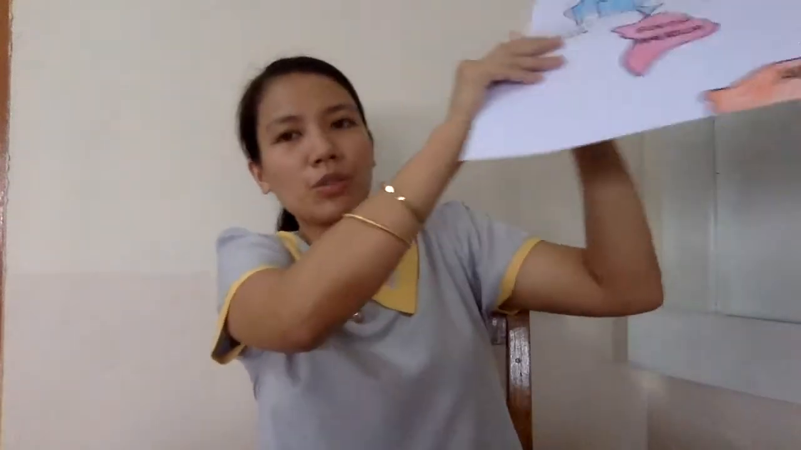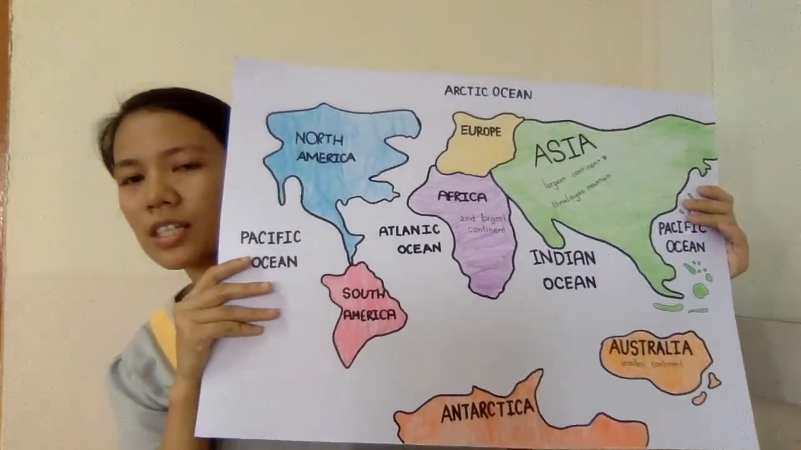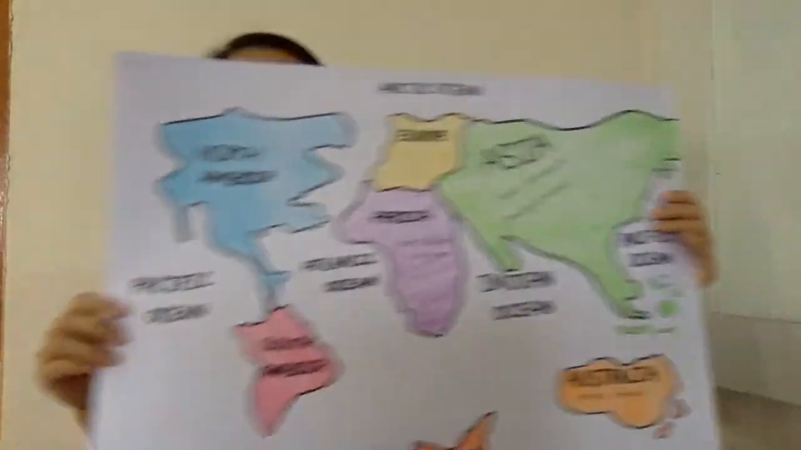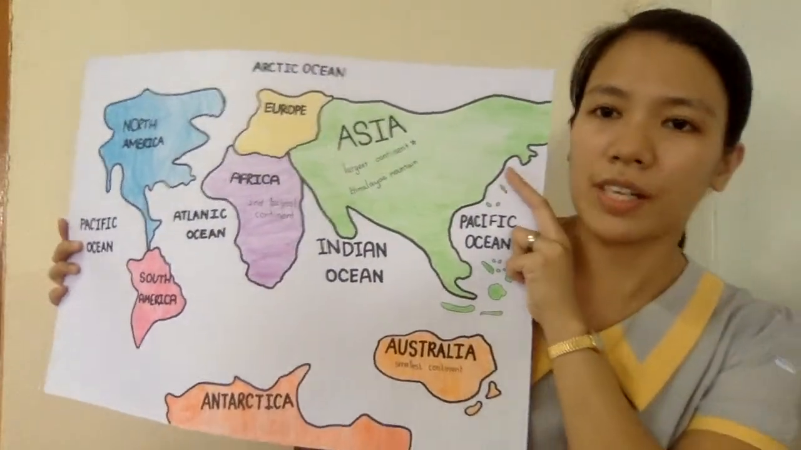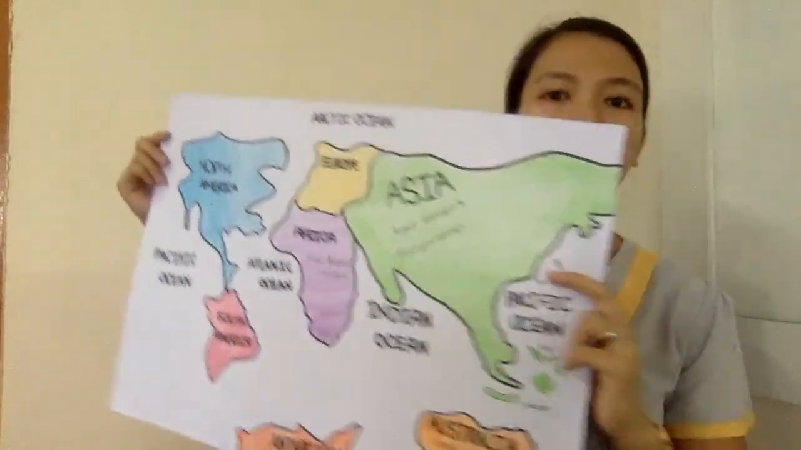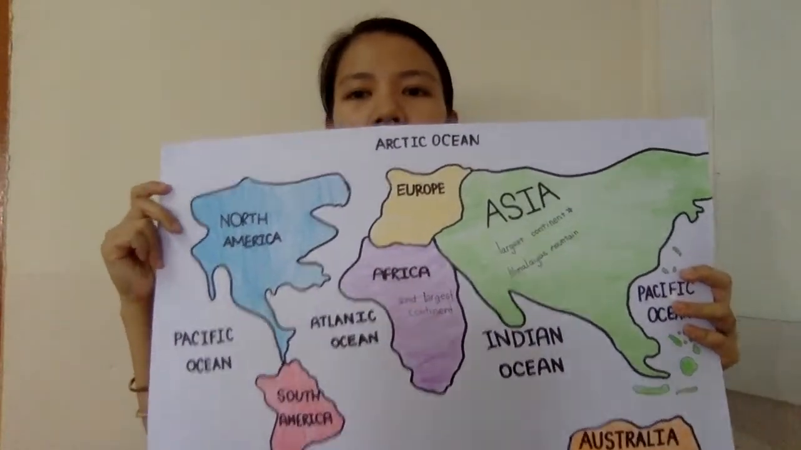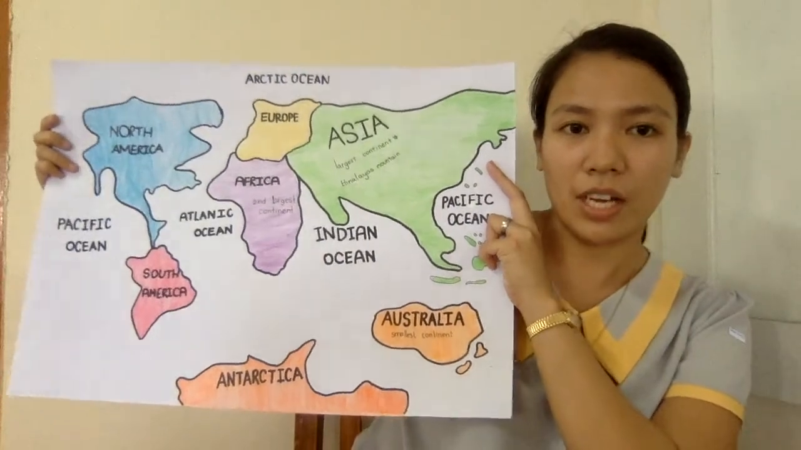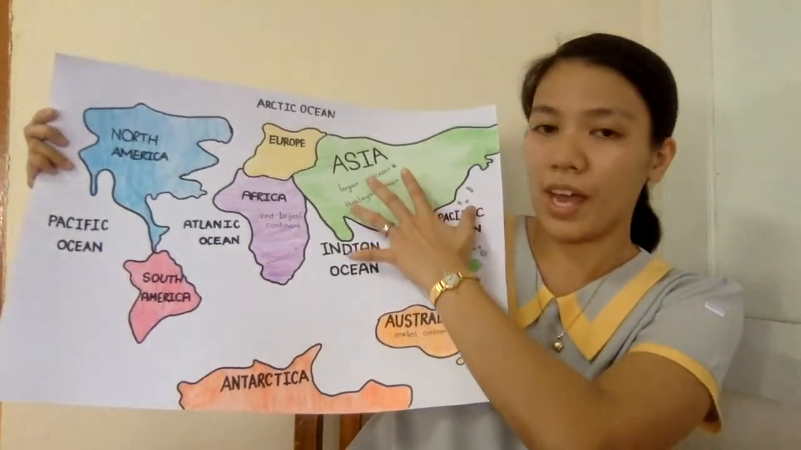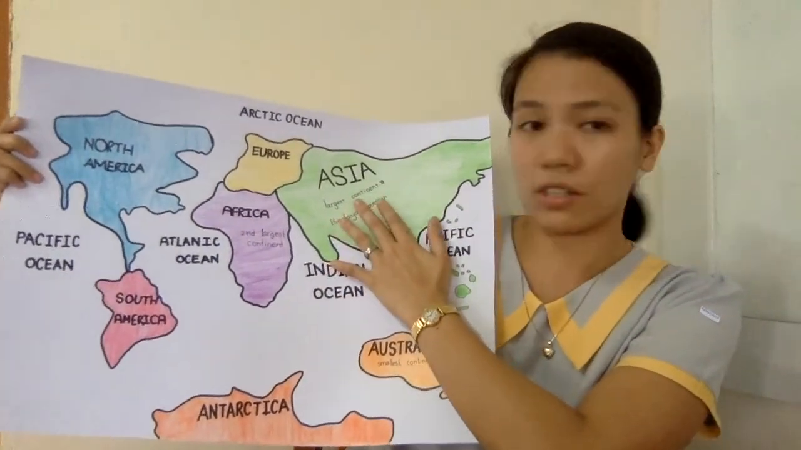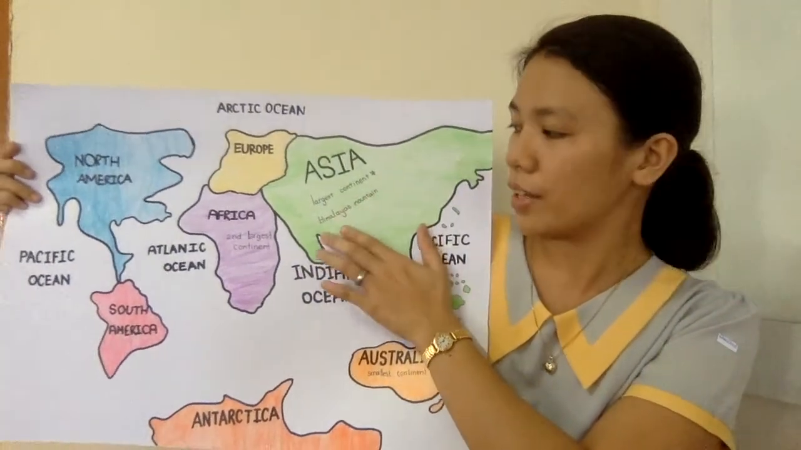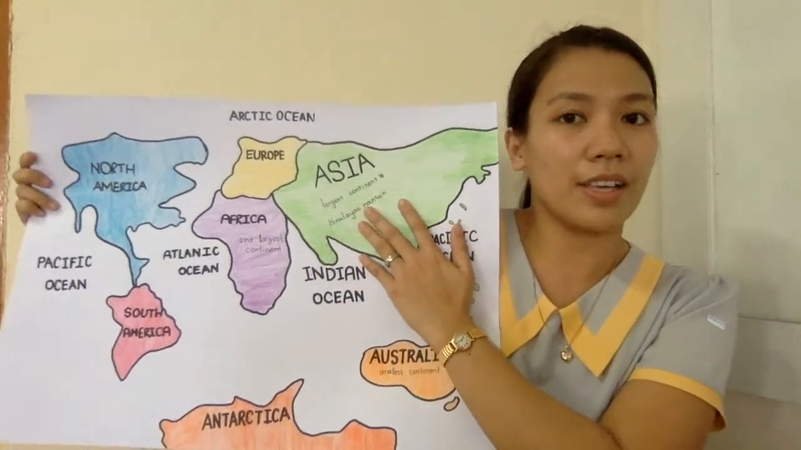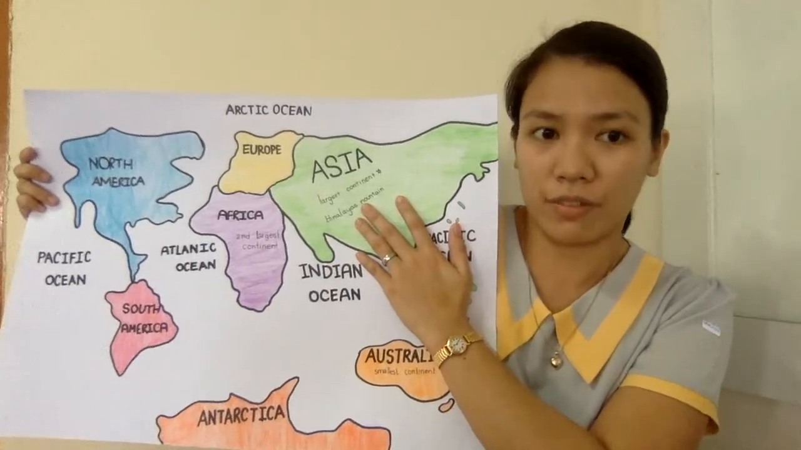So I asked my students to make this simple activity. When you say surface of the Earth, you can see the 7 continents, right? So these are the 7 continents. This is one of their activities that they made. So we have Asia, which is the largest continent, and where we can find the Himalayas mountain, or the highest mountain, which is Mount Everest.